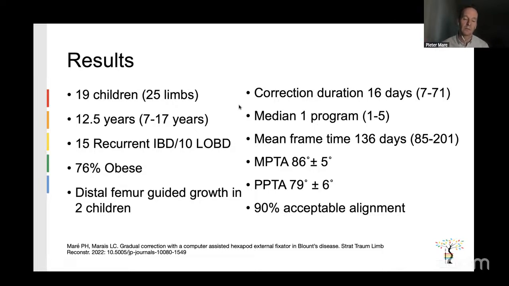Similarly, mean frame time ranges quite widely from 85 to 201 days, but we always follow the adage that you rather take the frame off a month too late than a day too early. We were quite effective at correcting the mechanical deformity parameters, with an MPTA of 86 degrees plus minus 5 and the PPTA of 79 degrees plus minus 6. And in 90% of cases, we were able to achieve acceptable alignment.